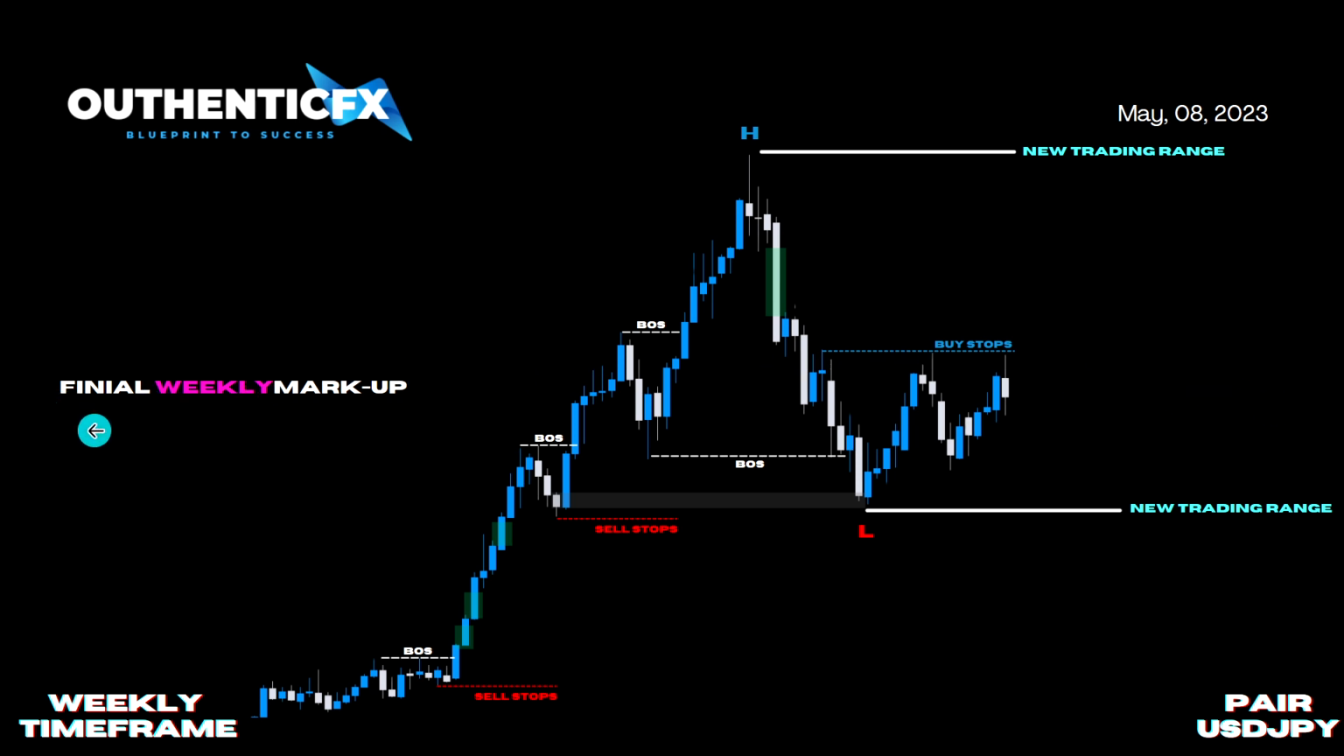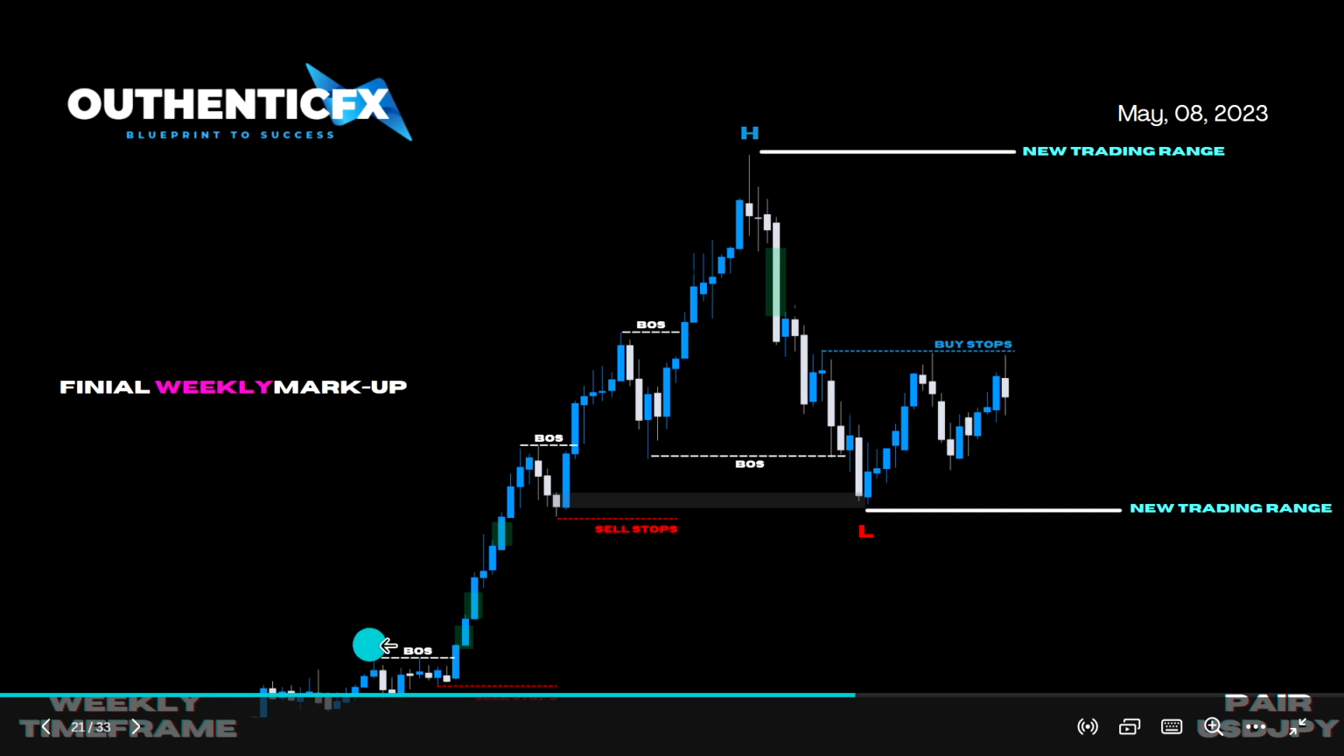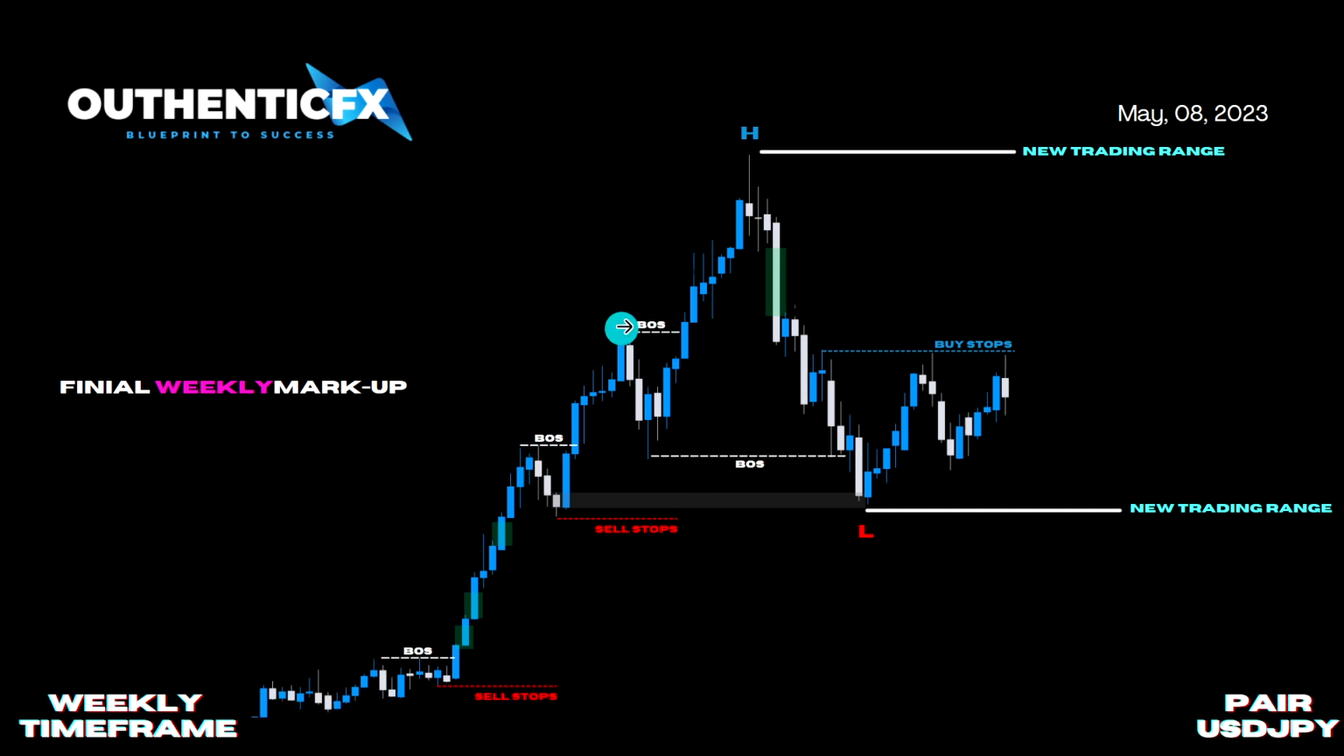You will basically mark up the weekly imbalance, weekly breaks of structure, weekly sell stops, right? Once that is done, you will then mark up your weekly institutional patterns, which is your fair value gaps, which is your areas of imbalance, and your order blocks, which you can clearly see we have mitigated the order block and price is pushing up.